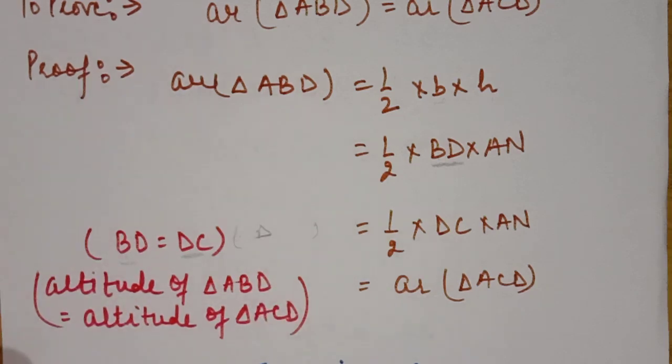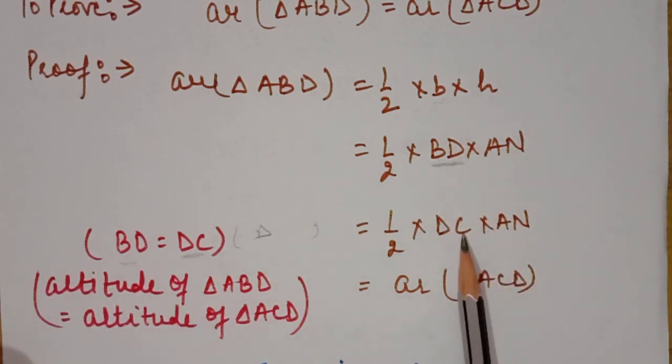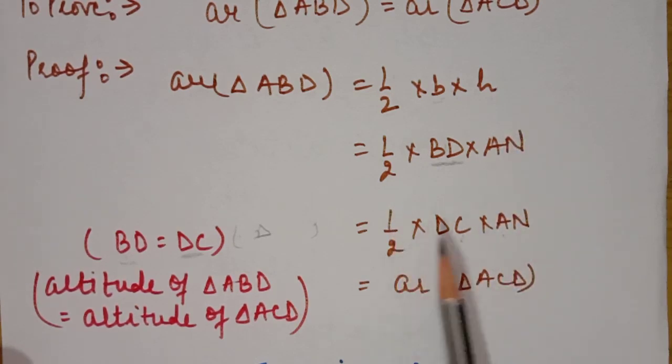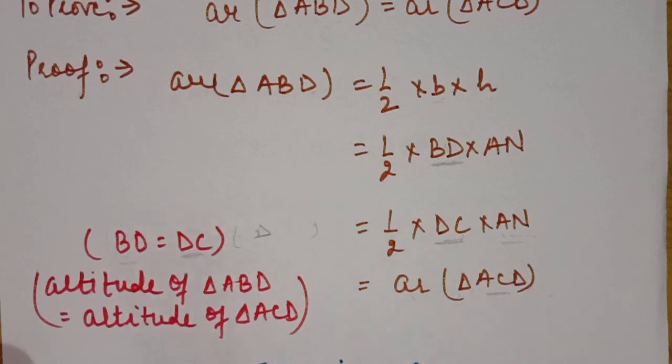D is median, then definitely D divides BC into two equal parts. So we can replace BD with DC. AN is AN. Now half of DC into AN is equal to the area of triangle ACD, because DC is the base of triangle ACD and the perpendicular is the same for both triangles. So we proved it well that area of triangle ABD is equal to area of triangle ACD.